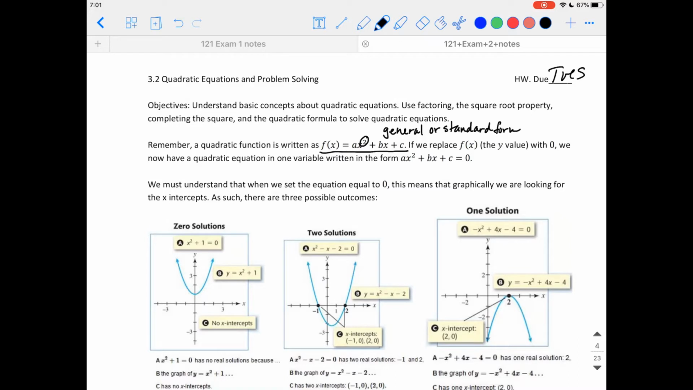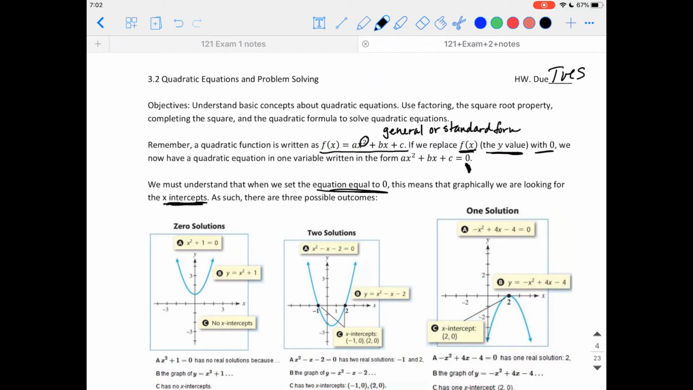If we replace f of x, so another name for f of x is the y value, with 0, we now have a quadratic equation in one variable written in the form ax squared plus bx plus c, and instead of f of x, it's now going to be equal to 0. We must understand that when we set the equation equal to 0, this means that graphically we are looking for x-intercepts.